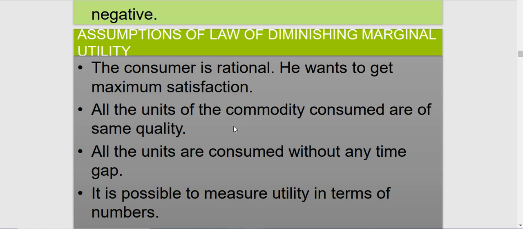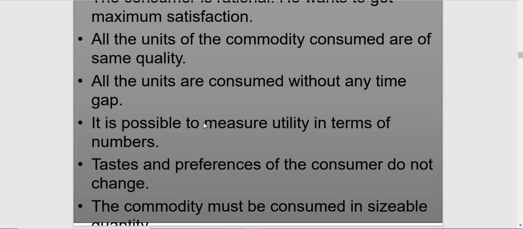The second assumption is that all the units of the commodity consumed are of equal quality. Yes, this is very significant. The items that a consumer is purchasing should have the same quality level. Otherwise, he will have problems in selecting. If some unit of the commodity is better as compared to the other, he would like to go in for a better commodity. But then this law will not hold good. So the assumption of this law is that all units are of the same quality.